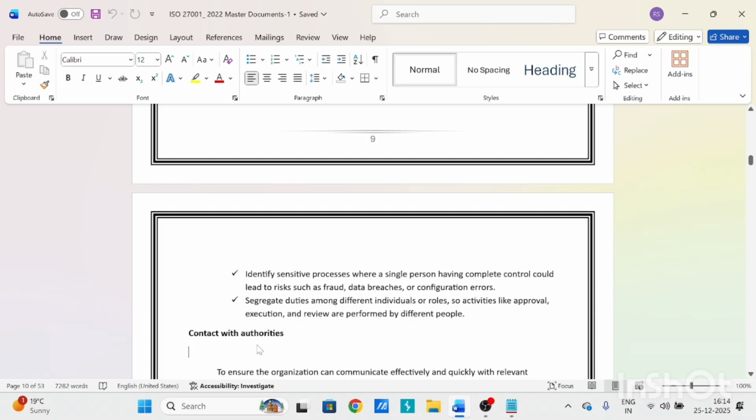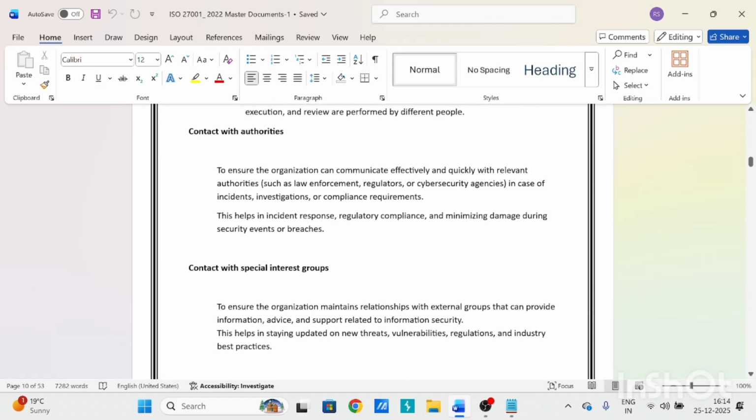Next is the contact with authorities. Contact with authorities means, if any security incident happens in an organization, who is responsible to communicate with the external bodies, with respect to the regulators and the cyber security incidents? It ensures the organization can communicate effectively and quickly with relevant authorities such as law enforcement, regulators, or cyber security agencies in case of incidents, investigations, or compliance requirements. This helps in incident response, regulatory compliance, and minimizing damage during security events or breaches. This is what contact with authority means.